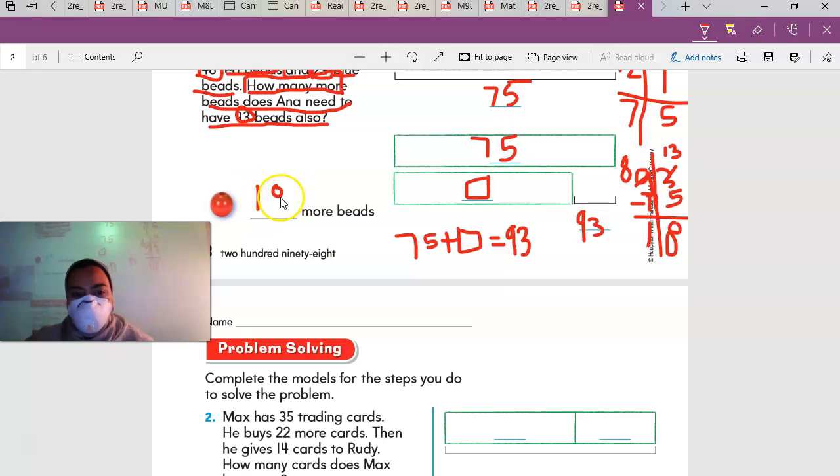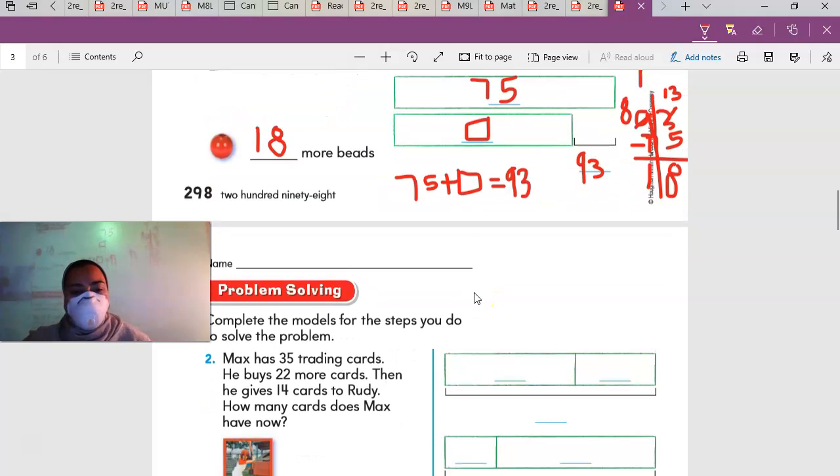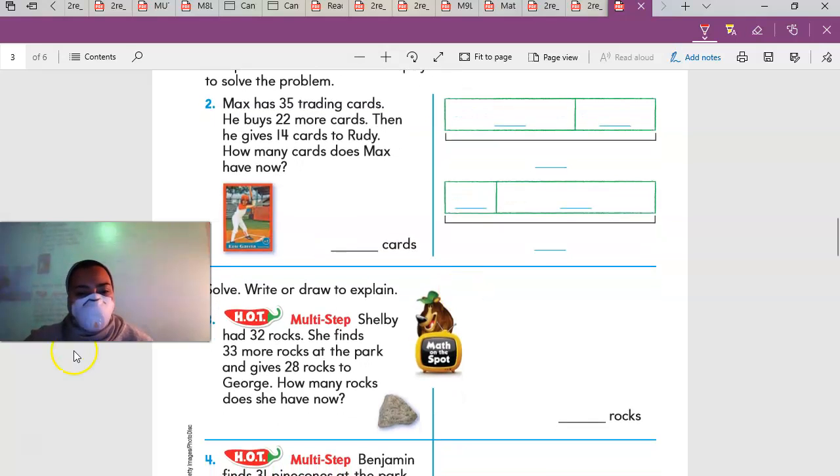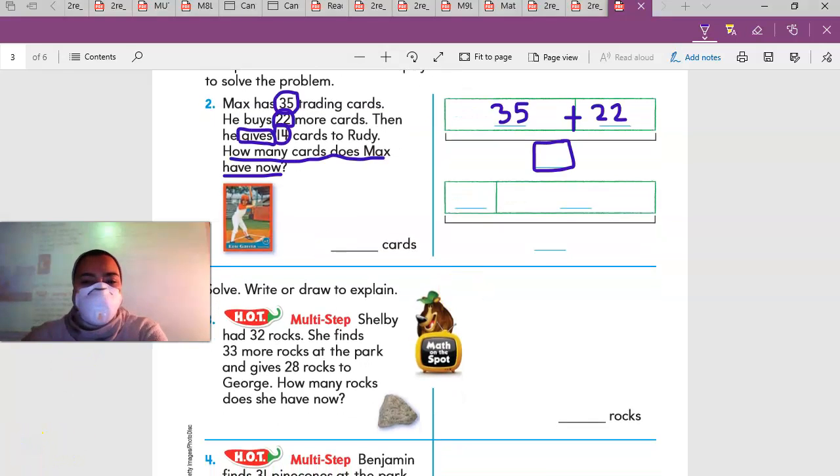Miss Yusuf, that's a lot of steps for one problem. That's why it's called multi-step. There's more than one step to solve the problem. Okay, I want you to do number 2 on your own. Pause the video now.